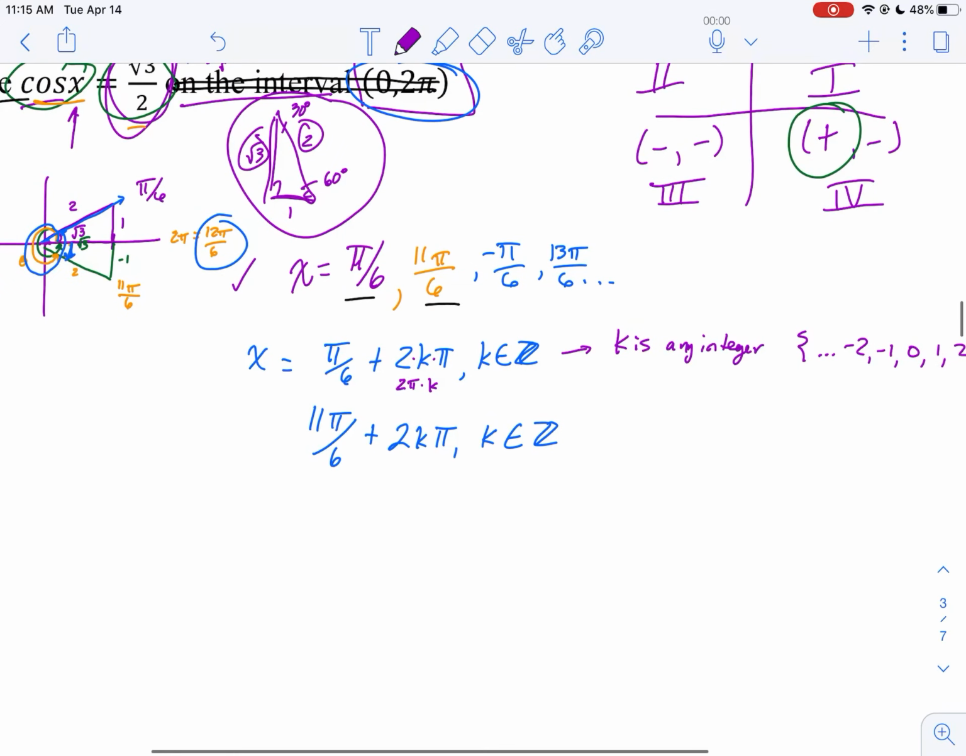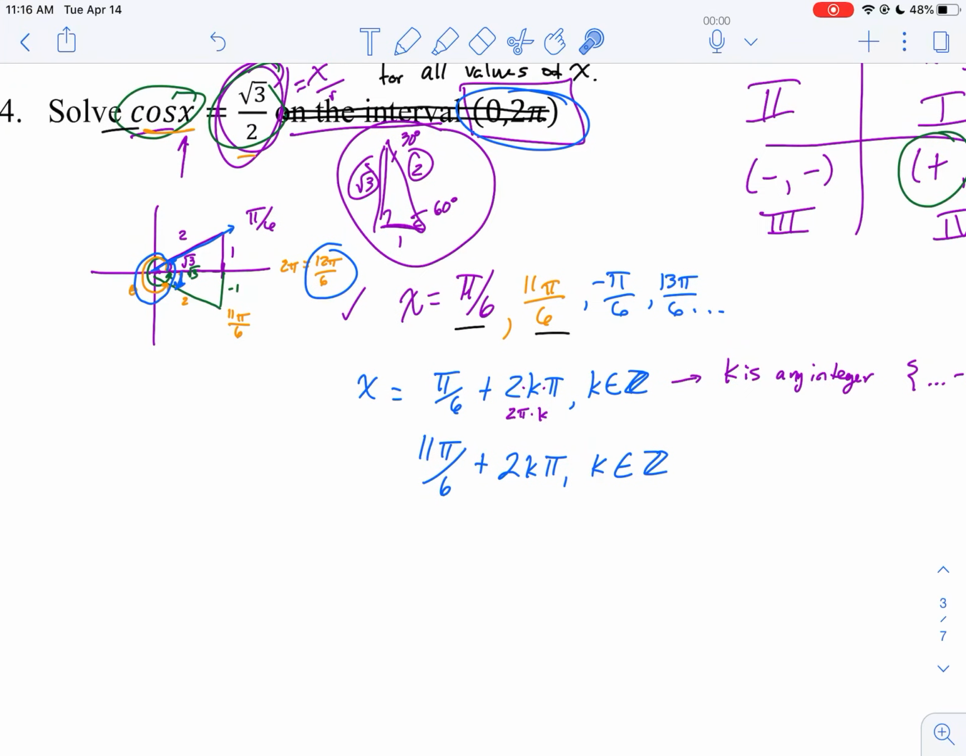It appears that my screen has frozen. There we go. I don't know what happened there, but I'm glad it decided to work.